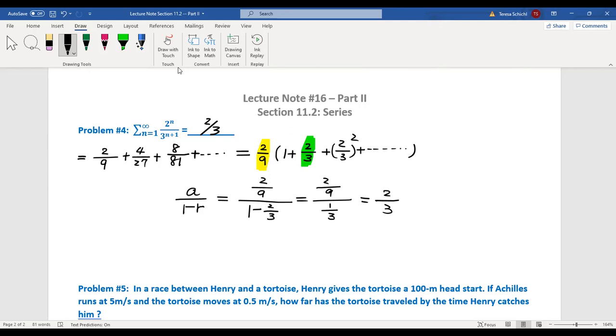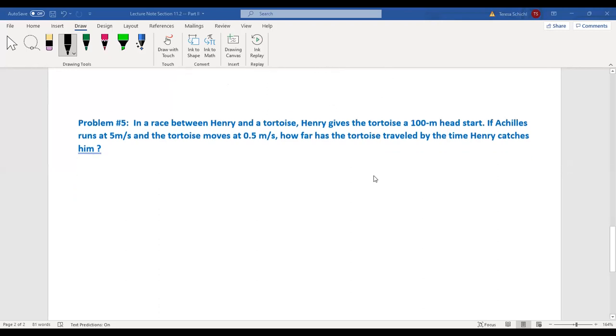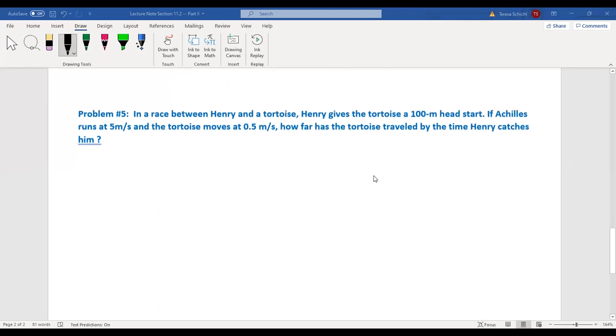Dealing with geometric series is pretty easy, and the only thing is you need to identify correctly what the A value and the R value are. All right, now let's take a look. The last problem is an application problem, and this is kind of interesting. Let's see how we set it up.